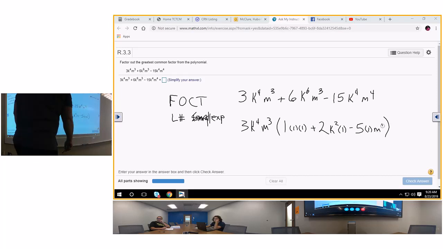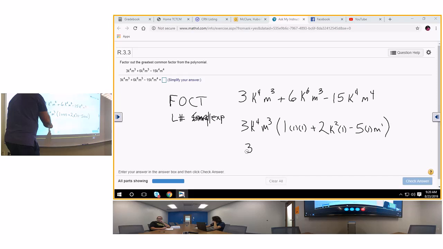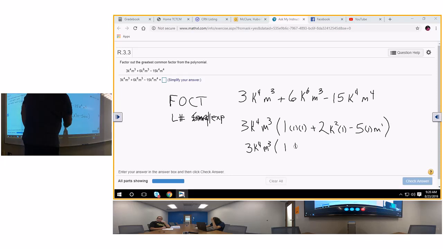And now you just simplify it. 3k to the 4th m to the 3rd, times 1 plus 2k squared minus 5m.